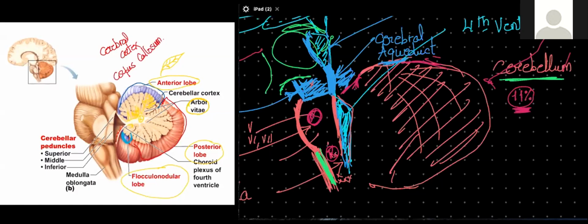What did we call here? The white matter of the cerebellum, not the cerebrum, cerebellum. What do we call the white matter of the cerebellum? Tree of life, arbor vitae, right. Easy, easy. Is anybody confused here? Questions?